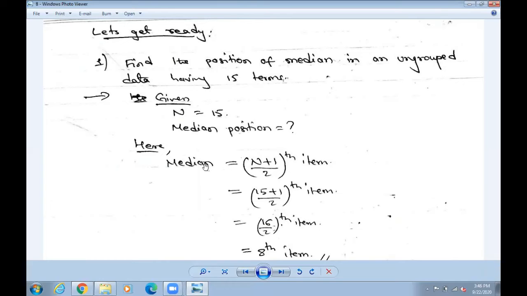So what is the formula of median? Median is (n plus 1) by 2 th item. So n means 15, 15 plus 1 by 2 th item. 15 plus 1 will be 16, 16 by 2 th item. 16 divided by 2 is 8. Suppose if it is 3 then third, if it is 2 then second, if it is 8 then it is written as 8th. So 8th item will be the value of median. Is that okay?